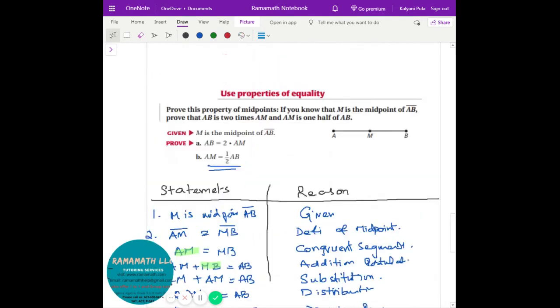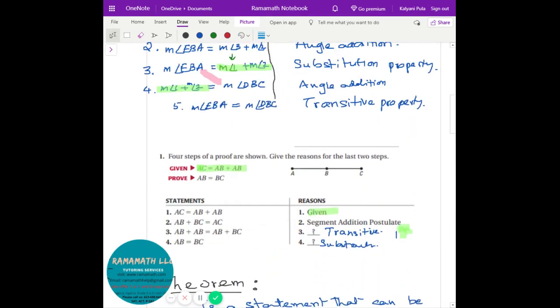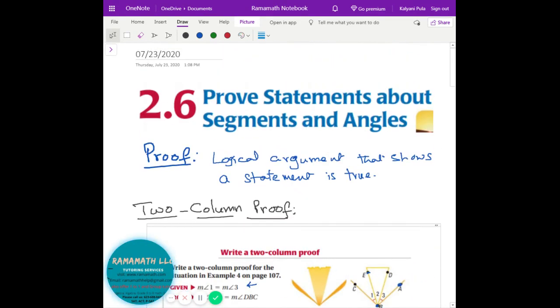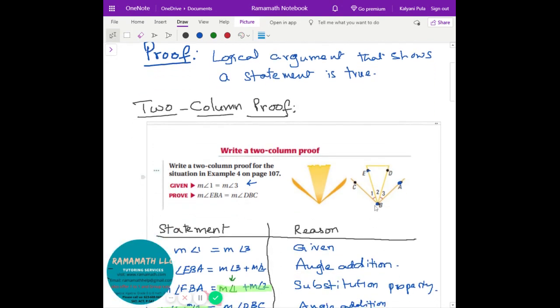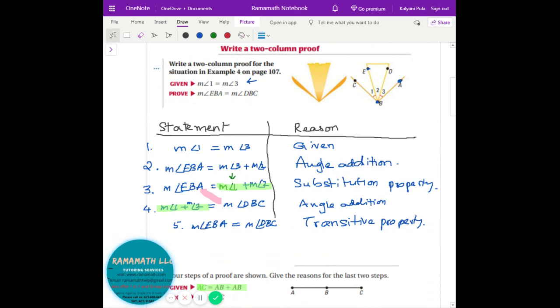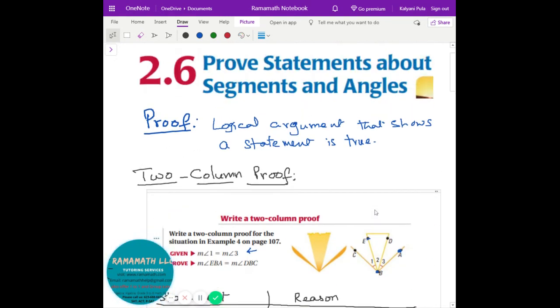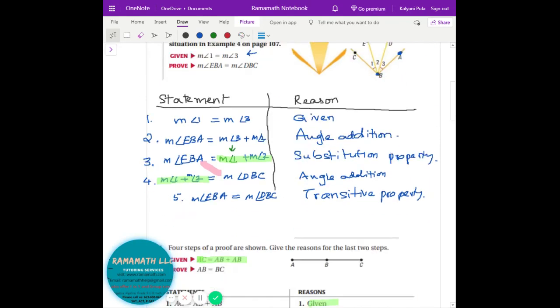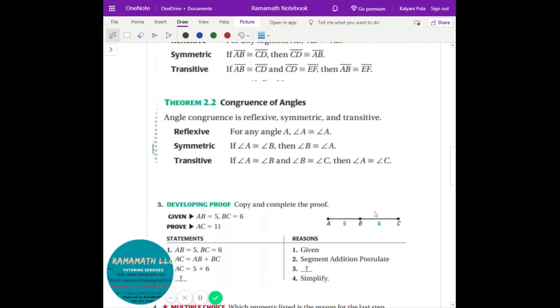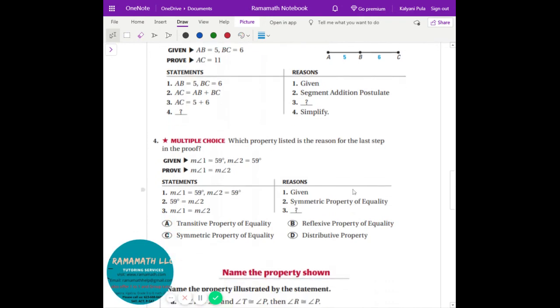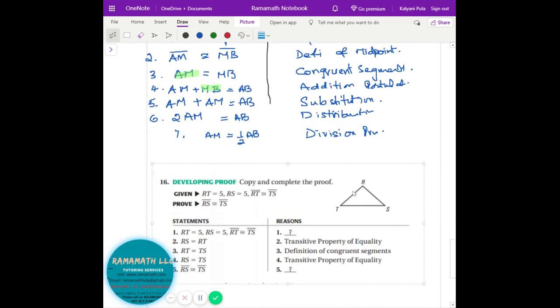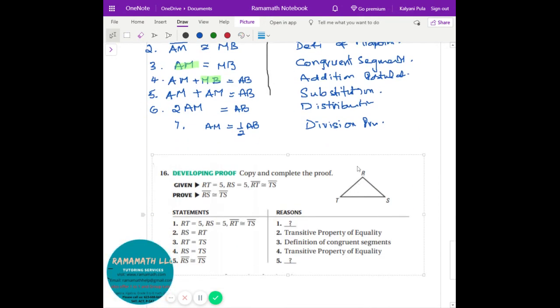All right, let's quickly review. What we learned today is proving segments and angles. We looked at the definitions of proof, two-column proof, and theorem. We looked at some other theorems and mostly focused on the two-column proof. Any questions? Nope.